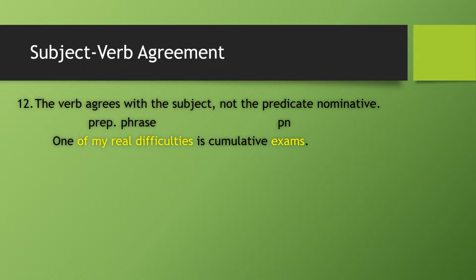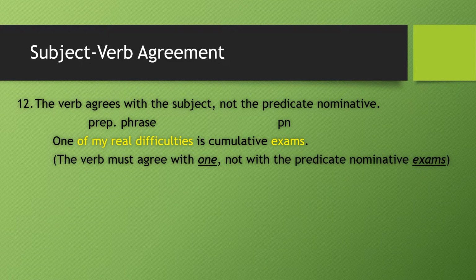Is a linking verb, and so the word that comes after it is either a predicate adjective or a predicate nominative. Here it is a predicate nominative because it is a noun. So one is cumulative exams. The verb agrees with the subject, not the predicate nominative. So the verb must agree with one, not the plural predicate nominative exams.